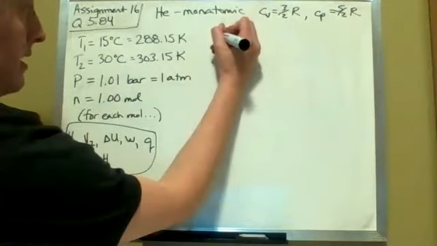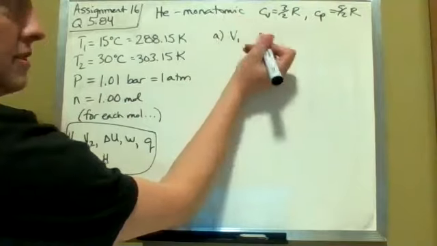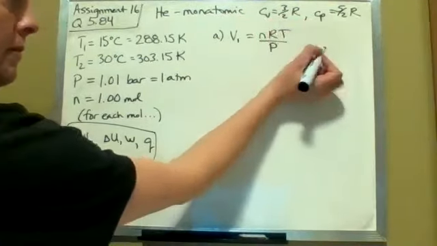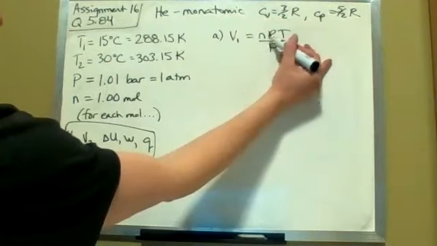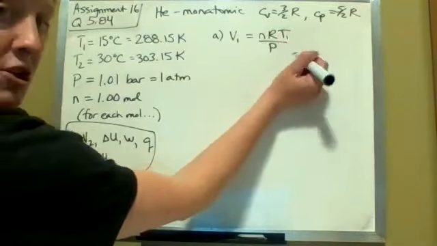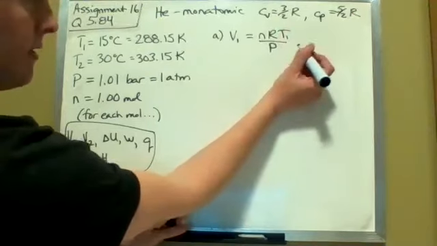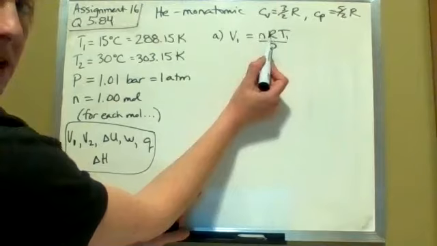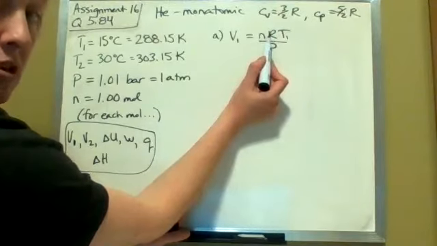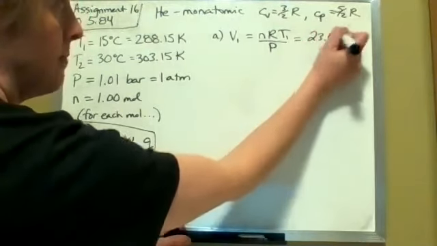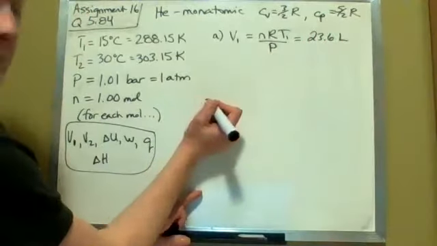You can easily get these. This is an ideal gas, so V1 is going to be equal to nRT over P. In this case, pressure is constant and nR is constant. I have that initial temperature. Just watch your units. If you are using atmospheres, you're going to be using the liter atmosphere R, 0.08206 liter atmospheres per mole kelvin. So you're going to end up with a value of 23.6 liters.